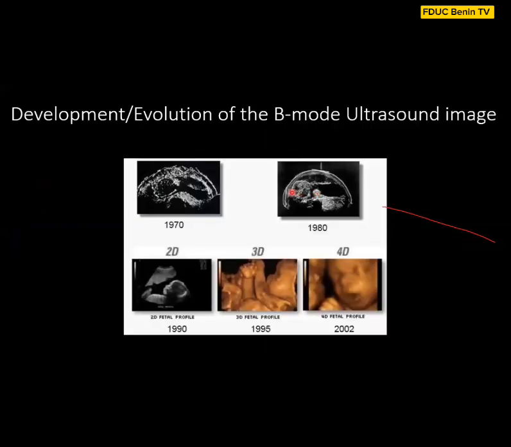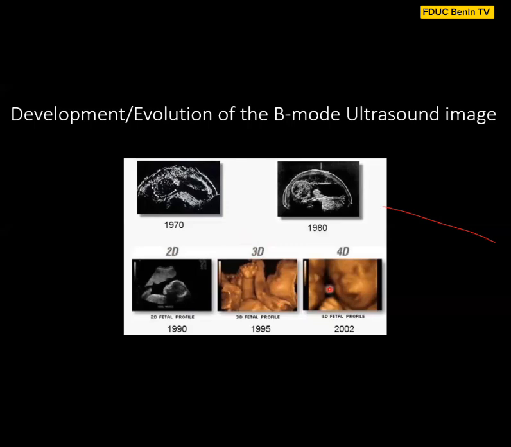This is just showing us the evolution of B mode ultrasound. What I've been talking about is 2-dimensional, but now we have 3-dimensional ultrasound. 2-dimensional means the ultrasound probe gives us only axial and sagittal images. But with 3-dimensional, the probe gives us the coronal plane, and the machine uses it to give us a 3-dimensional image, which shows what the baby actually looks like.